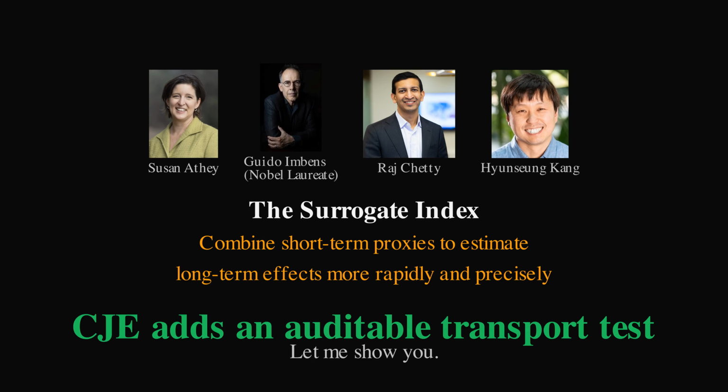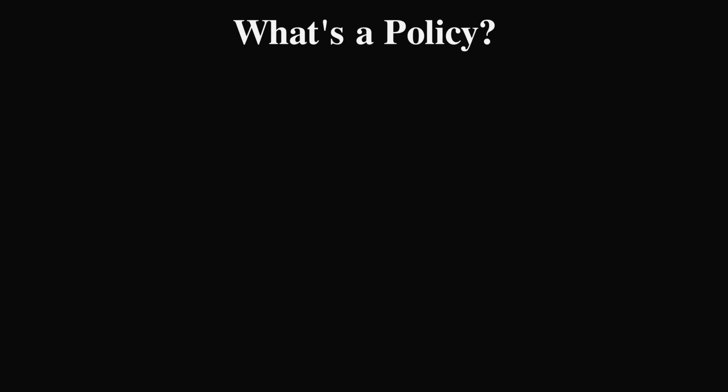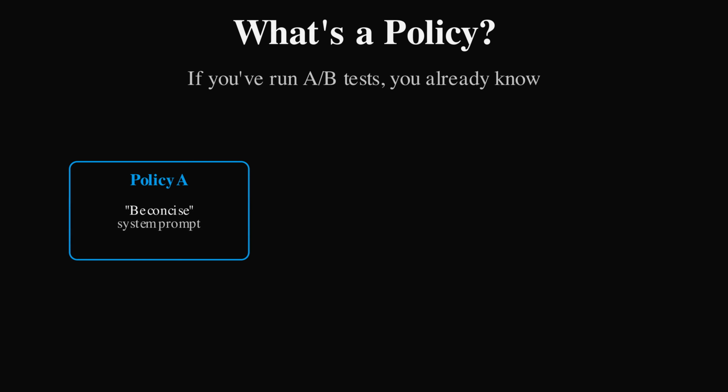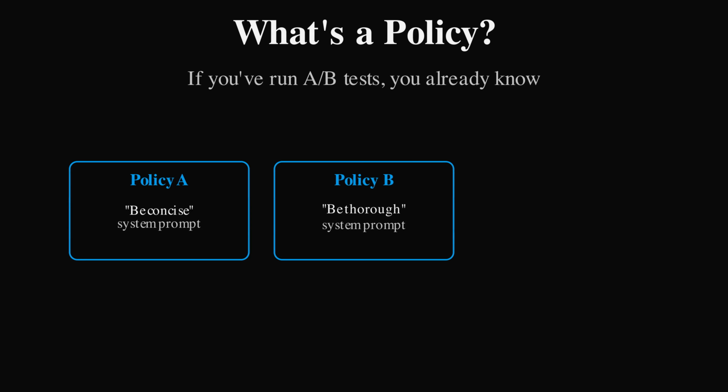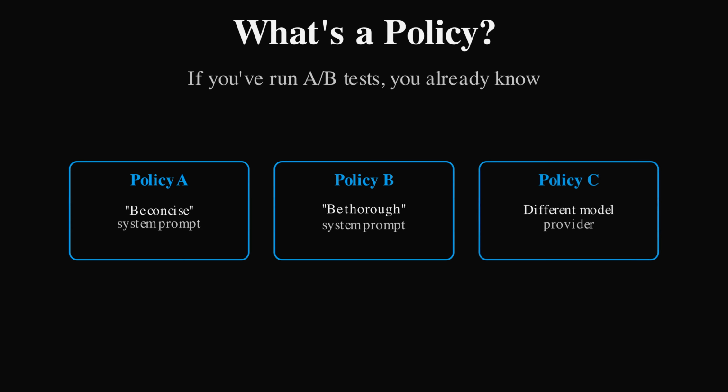Let me show you. Let's start off with some policy evaluation basics. First up, what is a policy? If you've ever run an A/B test, you already know. Each cell in a randomized experiment is a policy. Testing blue button versus red button variants in an A/B test is effectively comparing the performance of two policies.